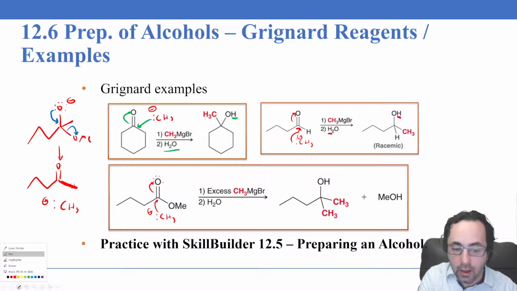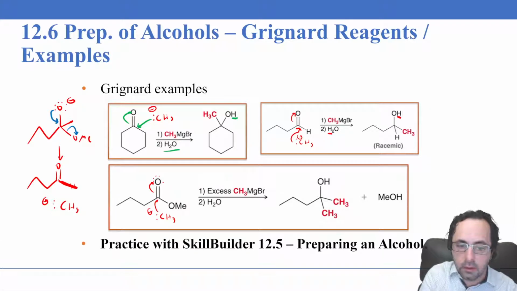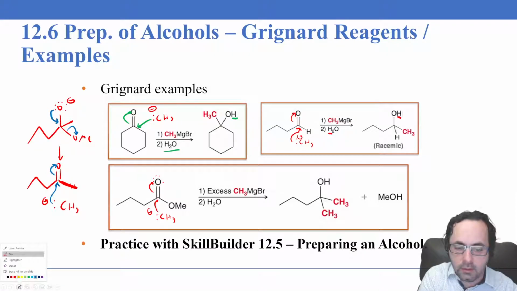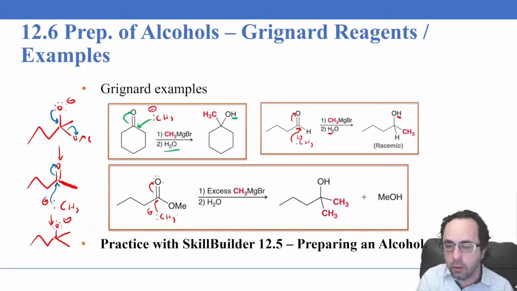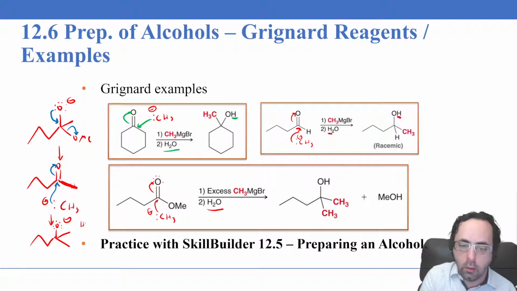So we have another nucleophilic attack by the second bit here of the Grignard reagent, and now the protonation can happen. We have this oxide ion. We still have this methyl group, but now we have another methyl group, this one right here. Okay, and now we just treat with water. So that's this next step, water. We put water in there, and we get the protonation. Boom, boom.